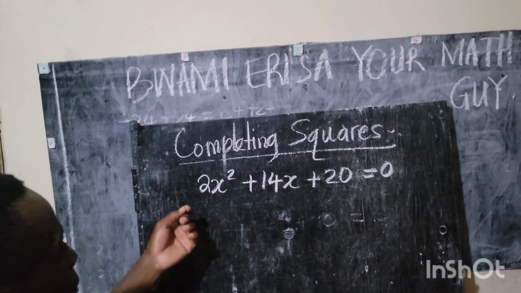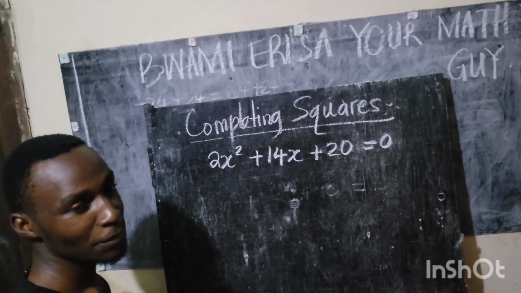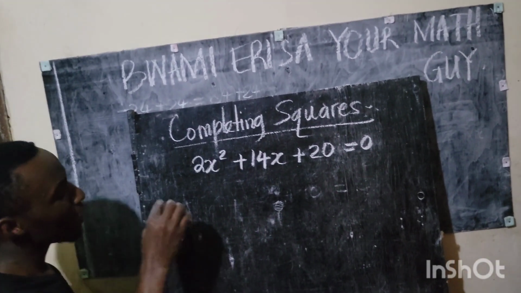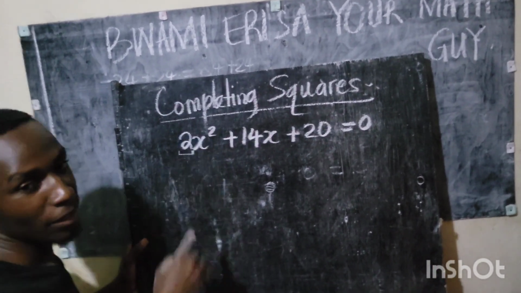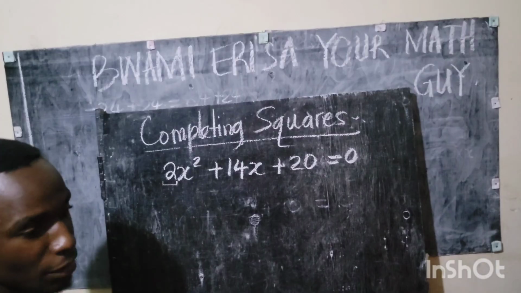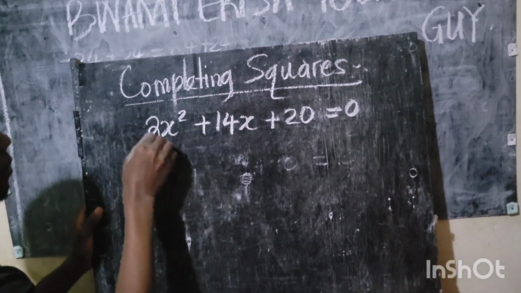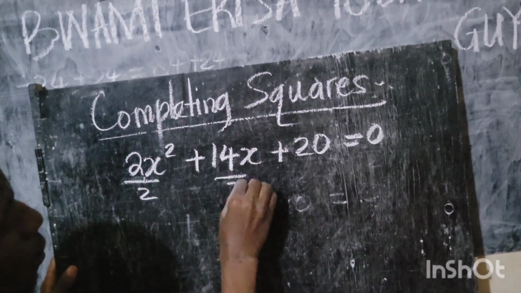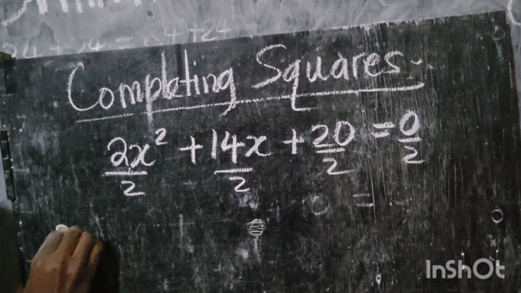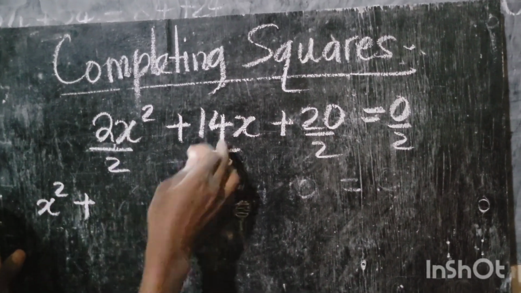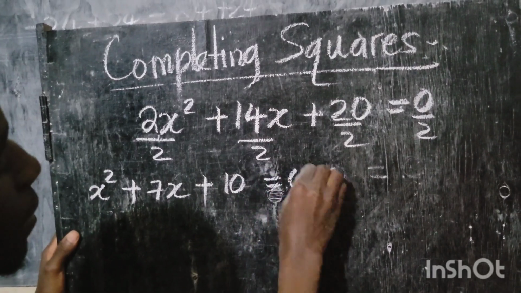Okay, now we are going to look at completing squares. And suppose we are given this as a question. What you should make sure is that the coefficient of x squared is 1. If it is 1, we proceed as we are going to see. If it is not, we first make sure that it is by dividing all through by that coefficient, which is 2. Divide all through by 2. So this becomes x squared plus 7x plus 10 equal to 0.